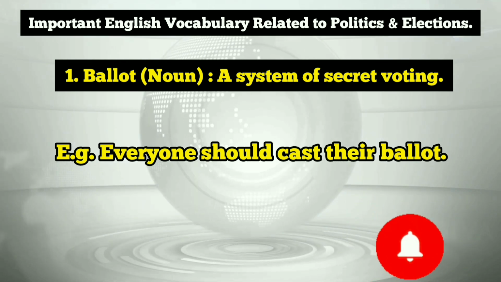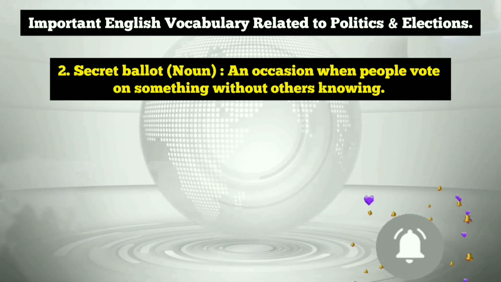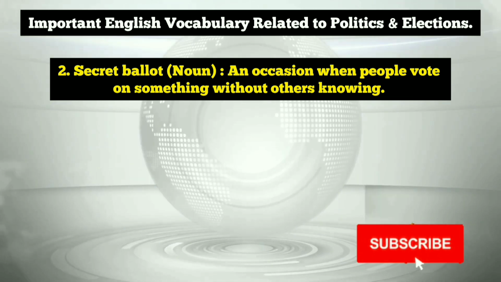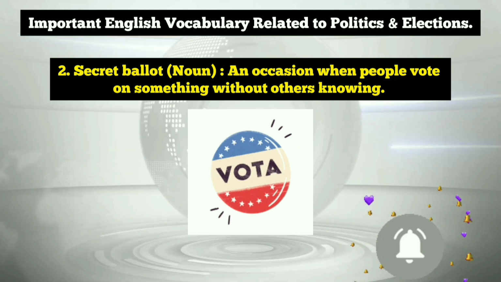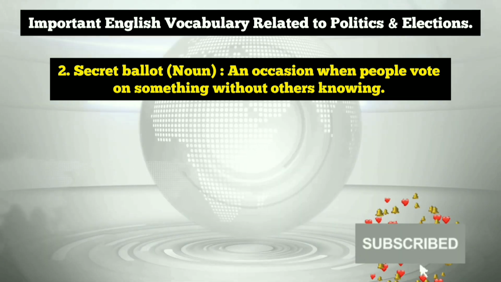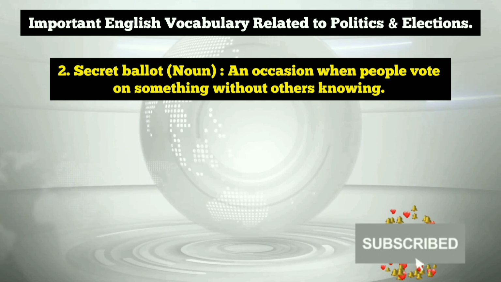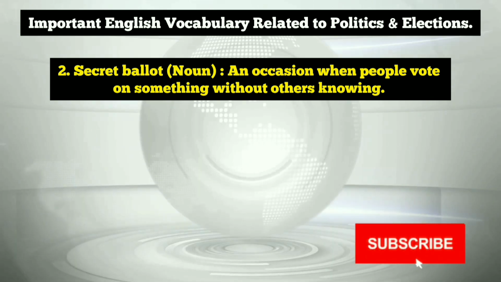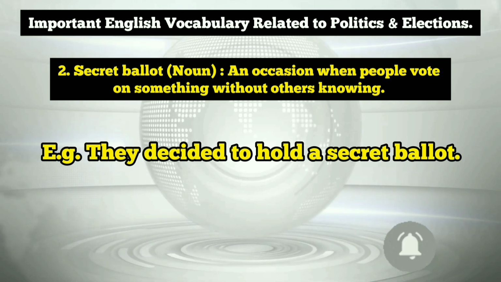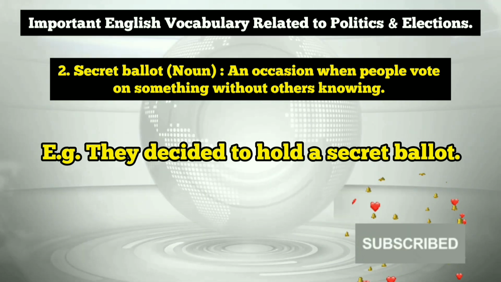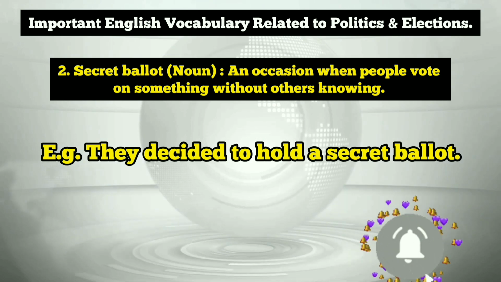So up next we will see the second one. We can also say secret ballot. We often say this secret ballot, which is obviously a noun. It means an occasion when people vote on something without others knowing, confidentially. We often use this term secret ballot. Let me show you how to use it. They decided to hold a secret ballot. That means they decided to conduct a voting which is quite confidential, which is secret obviously.